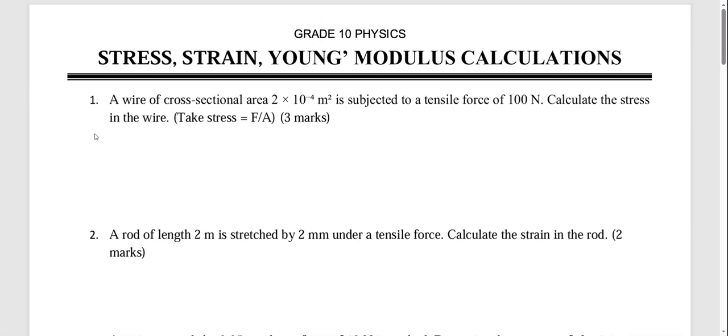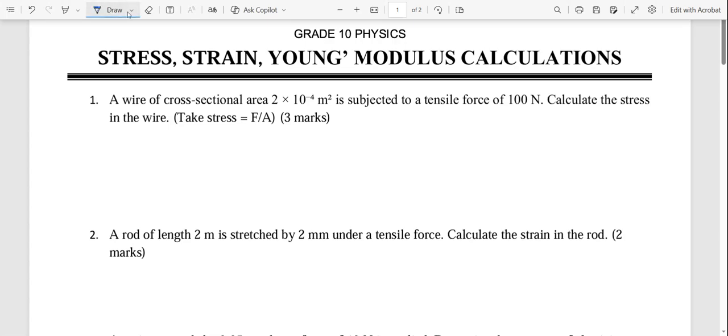The question says a wire of cross-sectional area 2 times 10 raised to power of negative 4 square meters is subjected to a tensile force of 100 Newton. Calculate the stress in the wire. Therefore, before handling this equation, you need to first write the formula that's given in brackets.